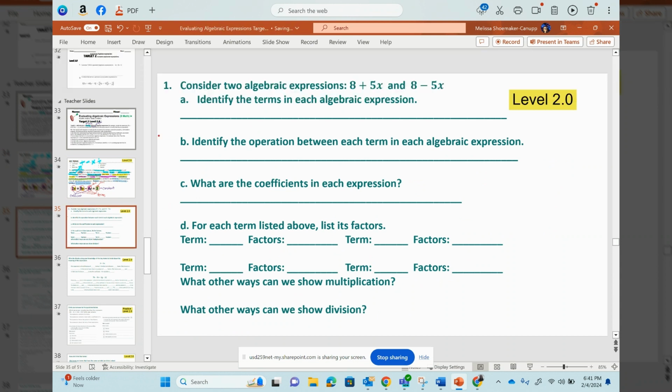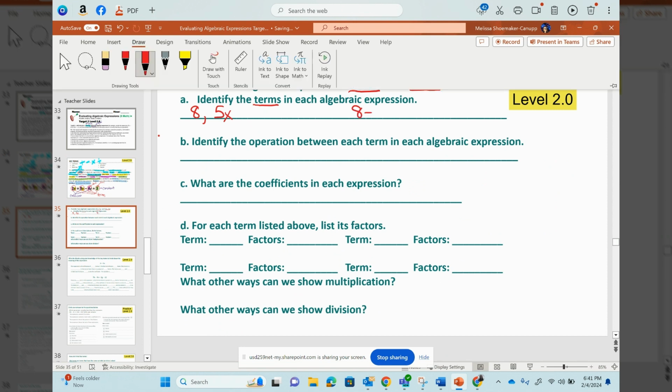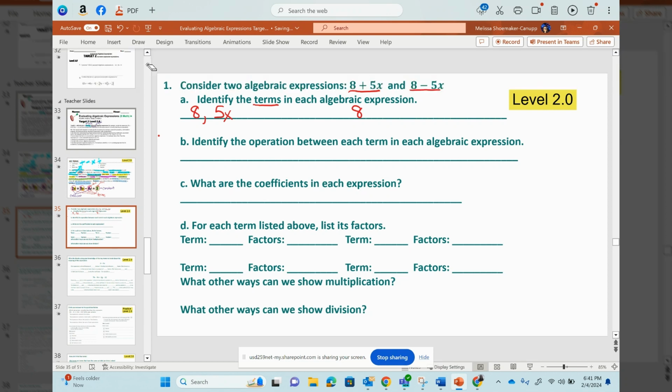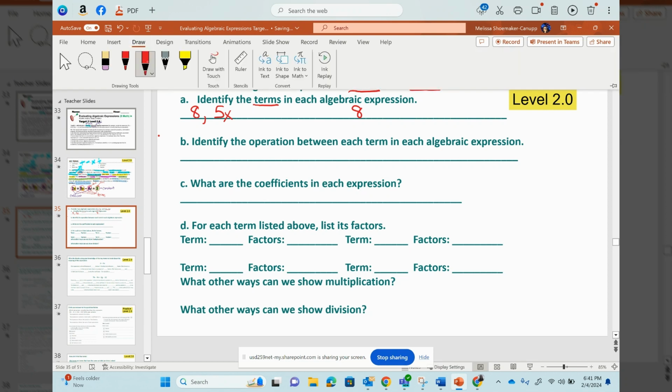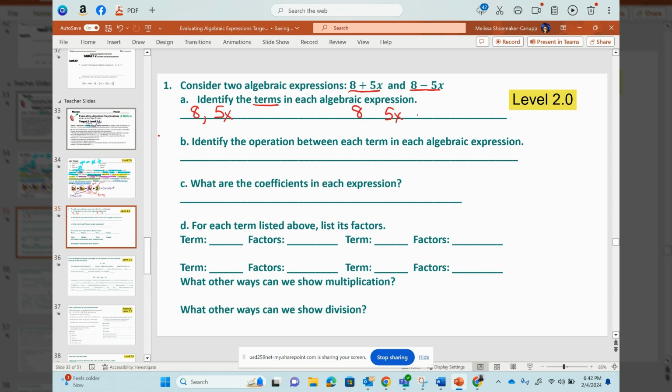Let's go ahead and fill in some spaces here as we are thinking about all those vocabulary words. We're going to use 8 plus 5x and 8 minus 5x as an example. First, we're going to identify the terms in each algebraic expression. So in the first one, we see that 8 and 5x are the terms. And then in the second one, 8 and 5x. I don't need to put the minus sign, let's erase that. So do you see how they have the same terms? Identify the operation between each term. Well, the first one is addition. The second one is subtraction.